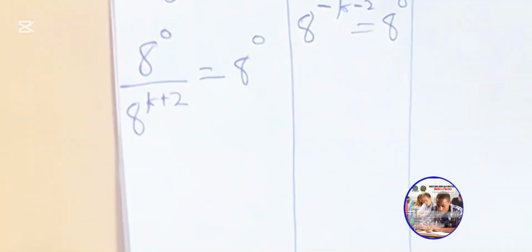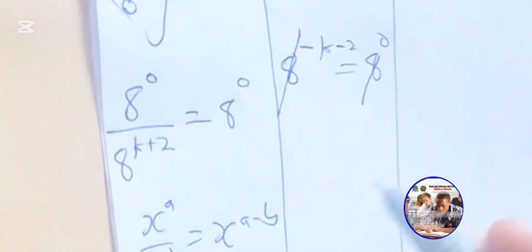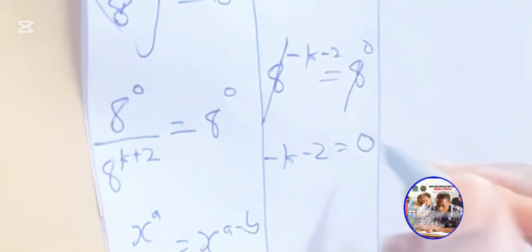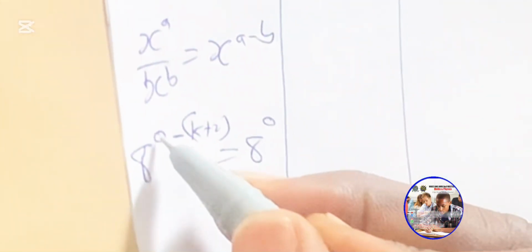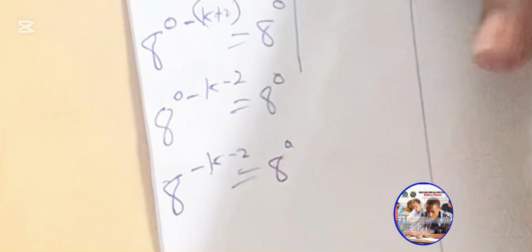Therefore, this one will now apply this law that says x^a over x^b equals x^(a minus b). So he's going to say 8 to the 0 minus (k plus 2) equals 8 raised to 0. Then for this one, we say let 8 cancel 8, so you have minus k minus 2 equals 0. Then for this one, we come and say 0 minus everything here gives that thing, but we can open this bracket first. So 8 to the 0 minus k minus 2 equals 8 raised to 0. Then we say 0 minus all this gives 8 to the minus k minus 2 equals 8 to the 0. You can see he has come to this place.